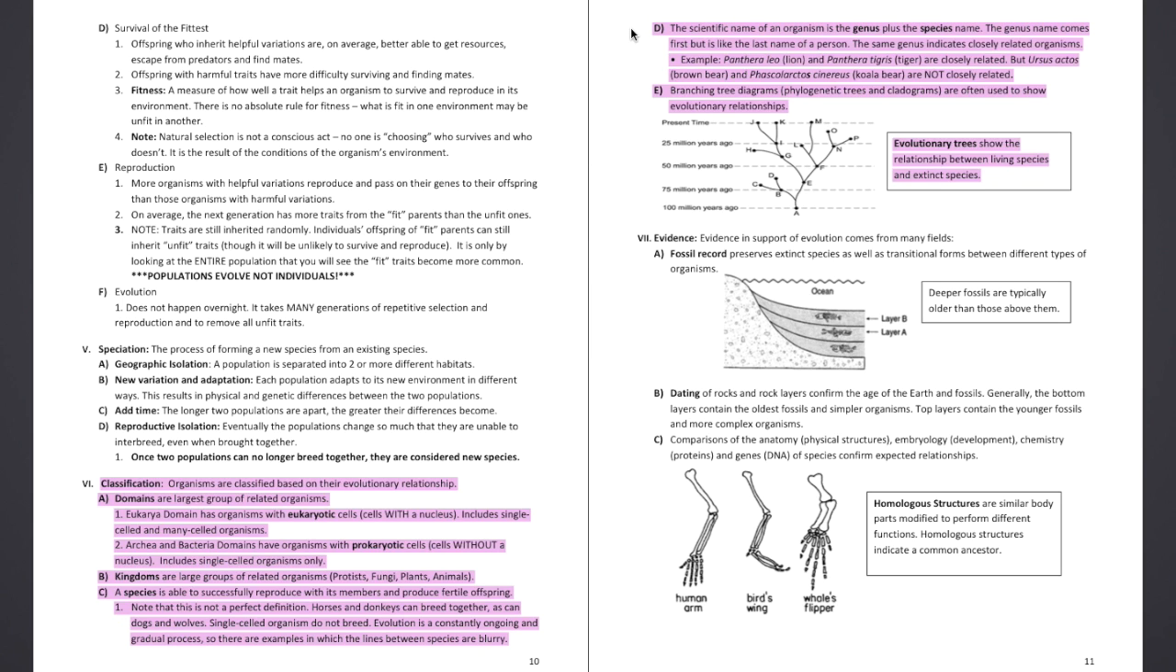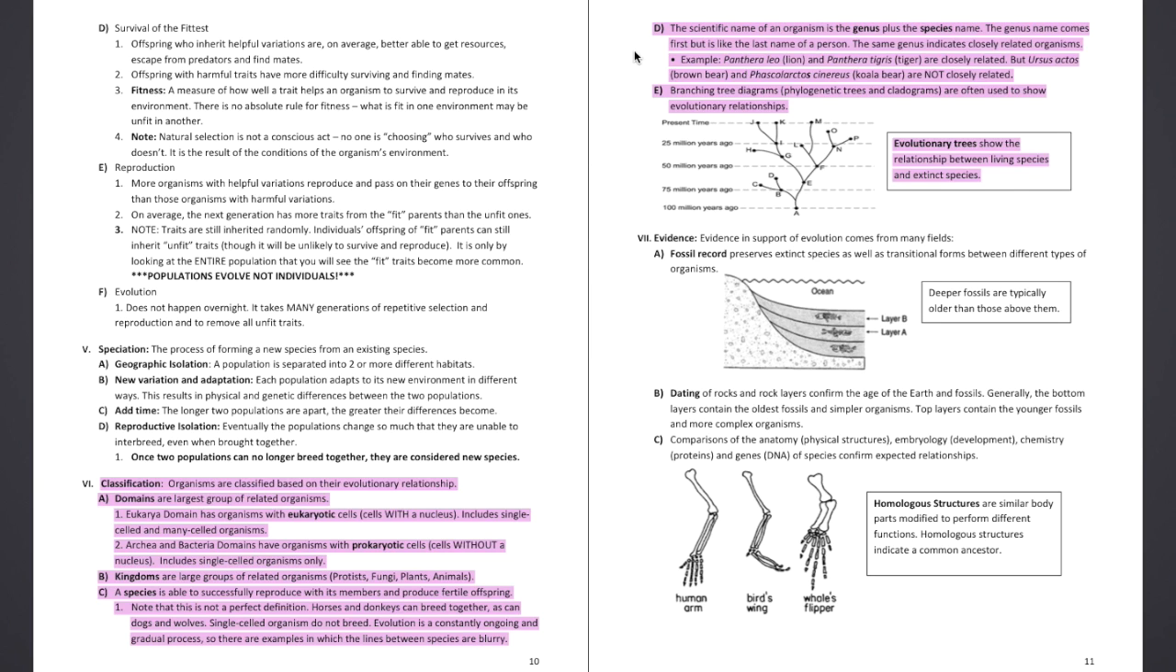D. The scientific name of an organism is the genus plus the species name. The genus name comes first, but it is like the last name of a person. The same genus indicates closely related organisms. Example: Panthera leo, lion, and Panthera tigris, tiger, are closely related, but Ursus arctos, brown bear, and Phascolarctos cinereus, koala bear, are not closely related.